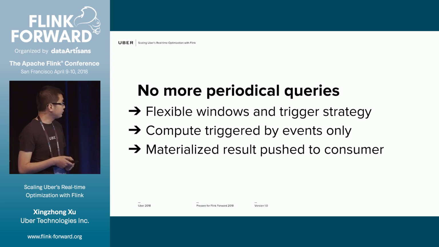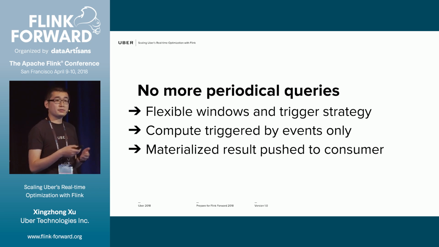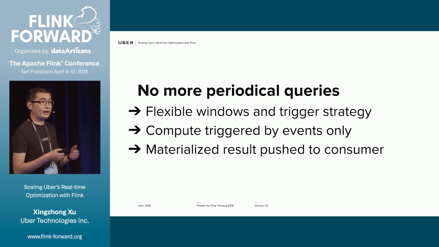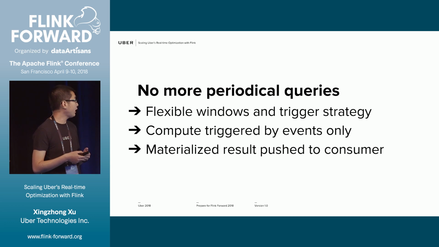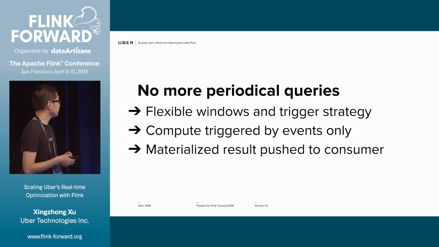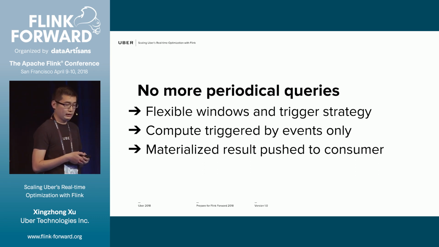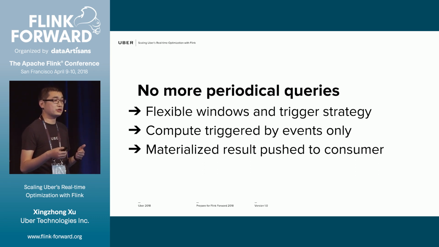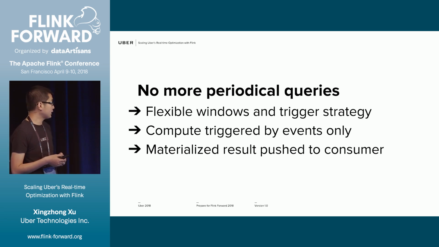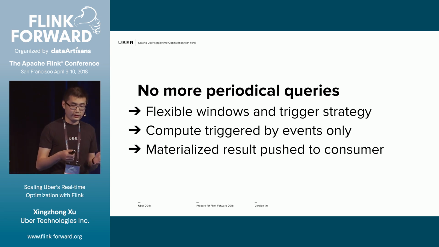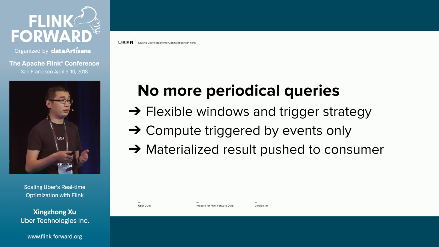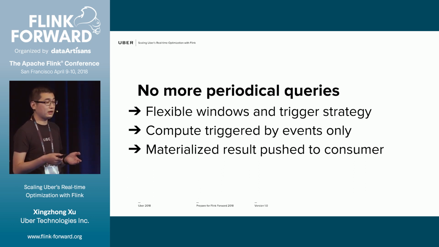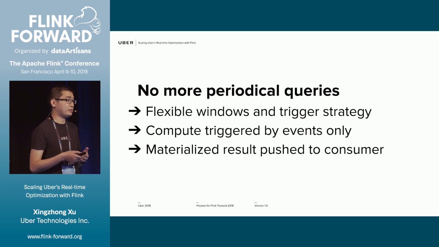So what is the benefit of adopting those event-based designs as well as using Flink? First of all, we already got rid of this periodic query concept. Actually, by using this kind of design, our entire pipeline is a query-free system. The reason is Flink provides these flexible windows and trigger strategies. Before, we had to wait for some scheduler to trigger computations. Now the computation is triggered by events only. This is a very stable design. As long as you have events, the computation will always be triggered.